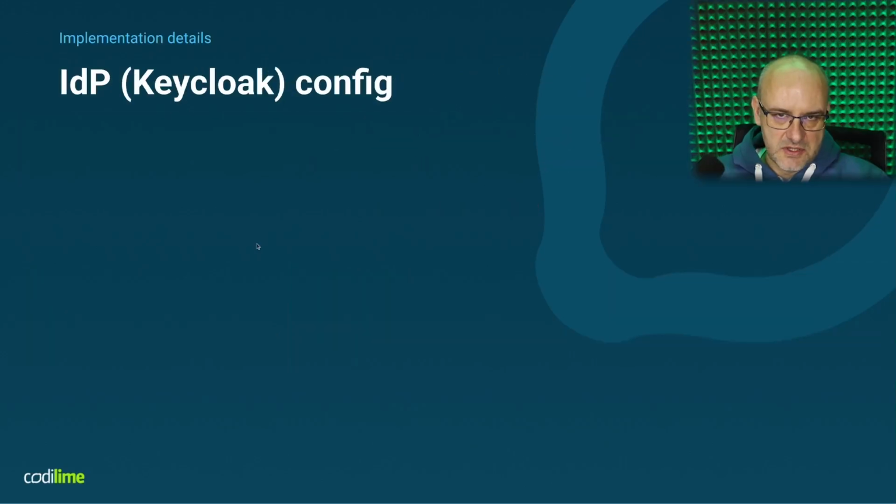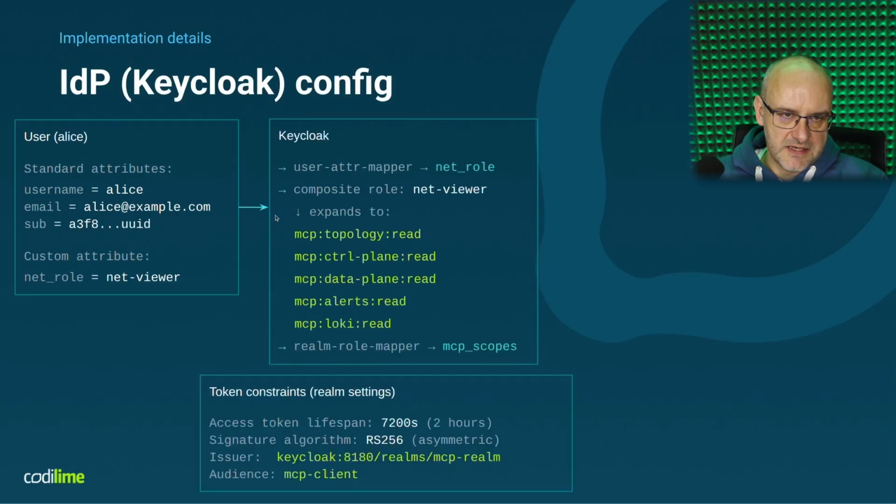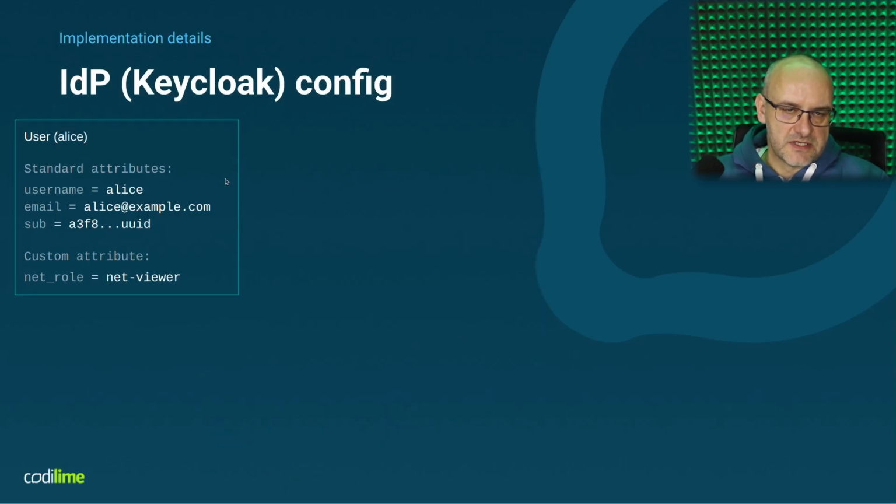And the second point is, of course, we need to properly define the users in our identity provider. First, we have some standard attributes for each user, but also a custom attribute. In our case, we would like to associate the network role. So net viewer is the role for Alice, for Bob it is net operator, for Mark it is net administrator.